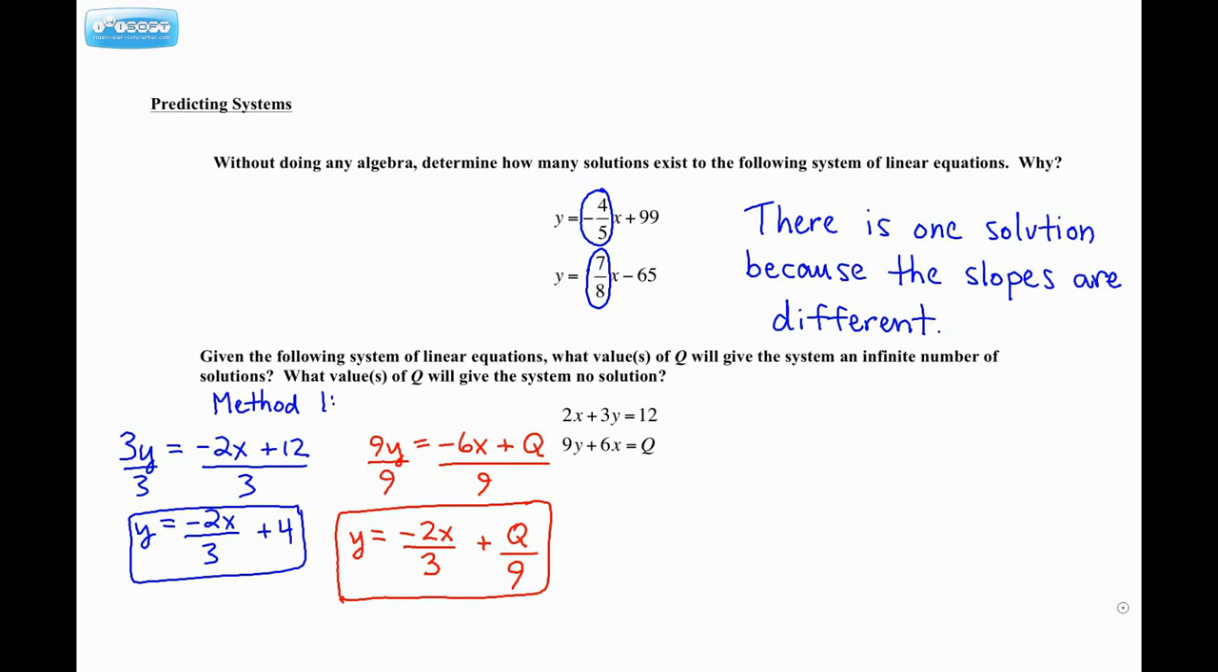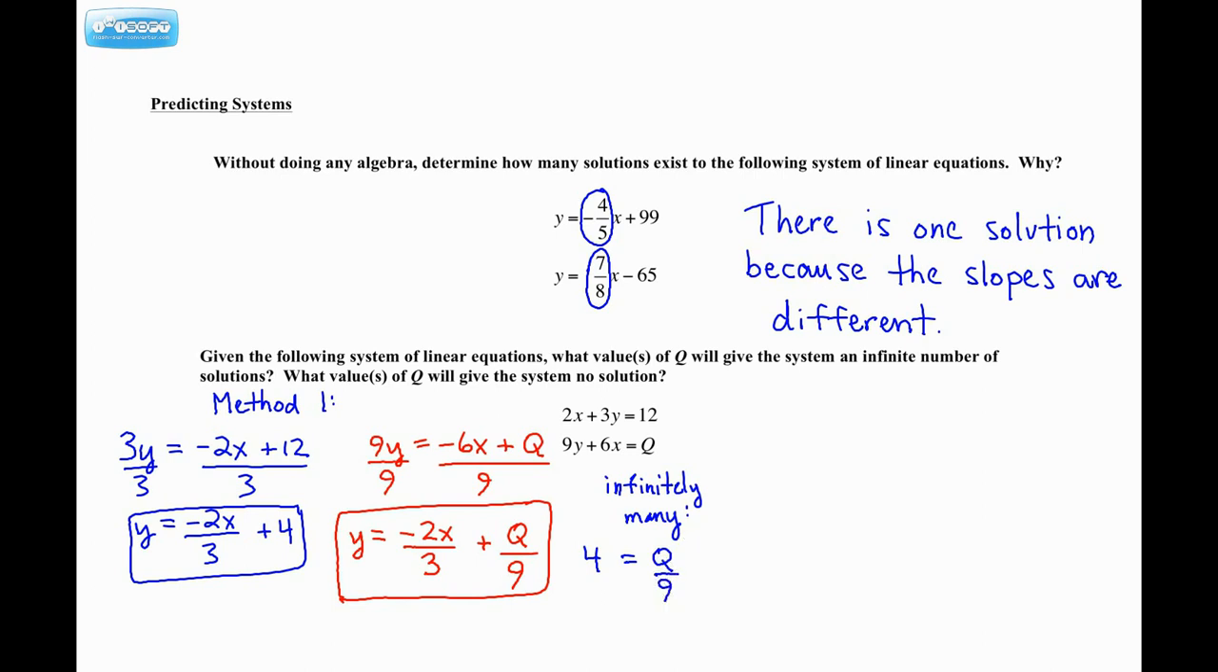Okay, well, let's say, first of all, we want an infinite number of solutions. Well, that happens when the slopes are the same, which is already true, and the y-intercepts are the same. So that's when 4 and q over 9 are equal. Okay, so I'm just going to make a note here. Infinitely many. Okay, that happens when 4 is equal to q over 9.